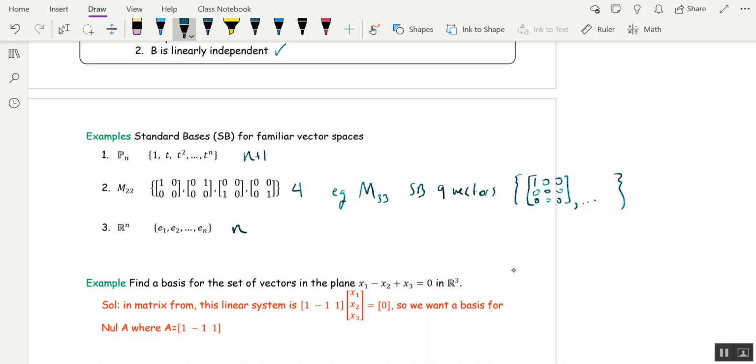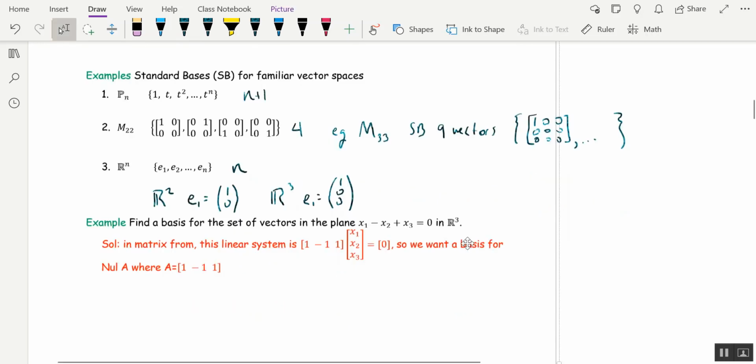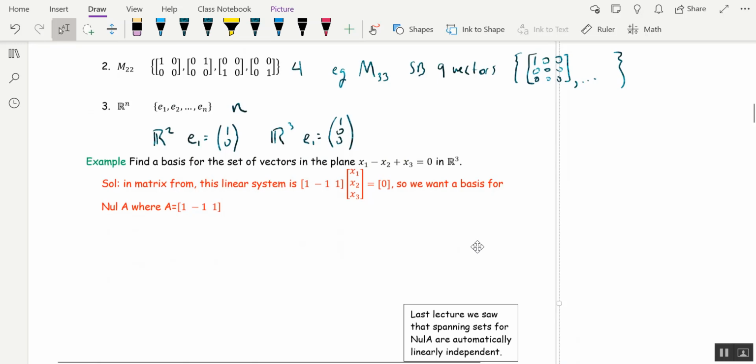Now, just to remind you, if you're in R2, then e1 would be (1, 0). But if you're in R3, then e1 would be (1, 0, 0). So even though they share the same name, it really depends on what space you're in. Okay, let's find a basis for the set of vectors in the plane x1 minus x2 plus x3 equals 0.